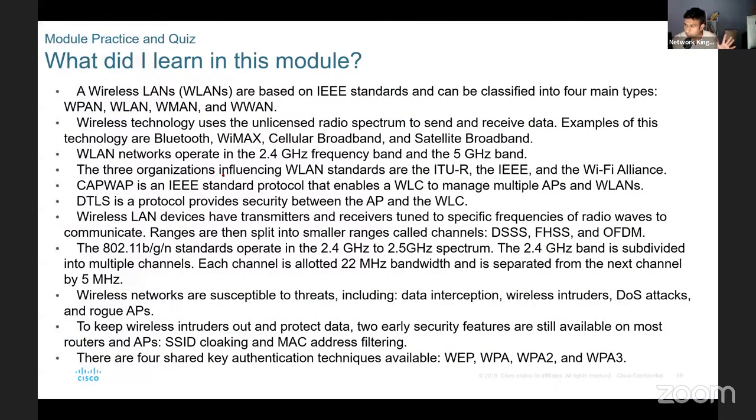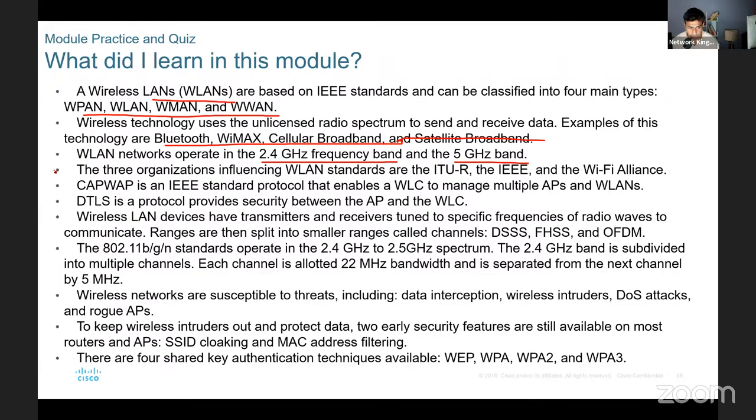So what did we learn today? What are the takeaways from the class? We discussed the normal LAN, PAN, WLAN, WAN, all those things. We discussed Bluetooth, Wi-Fi, Mac, cellular broadband, and satellite broadband technologies. We discussed the 2.4 gigahertz frequency, where we have three channels, remember, 1, 6, 11. We have 5 gigahertz, where we have 9 channels.